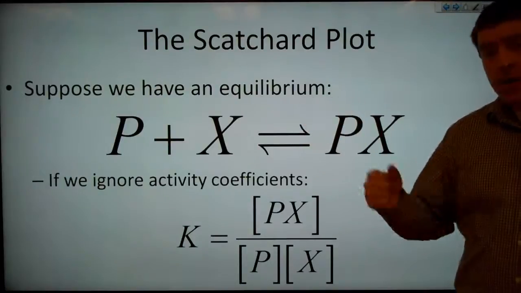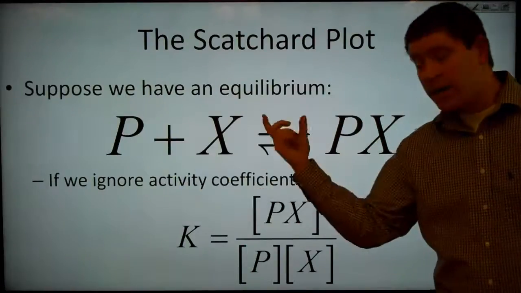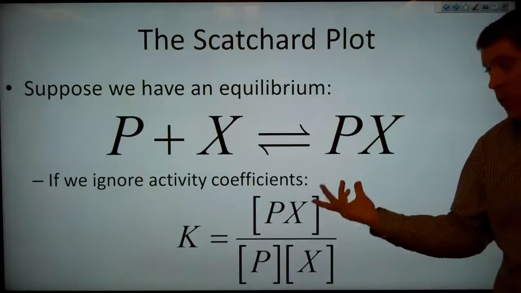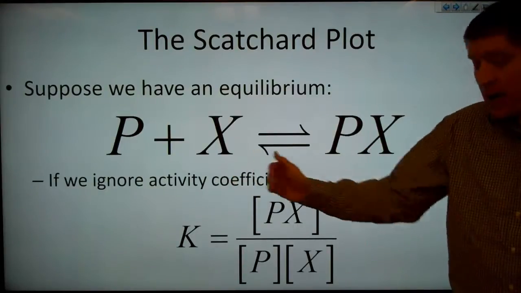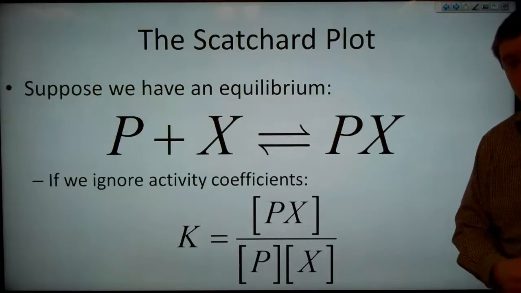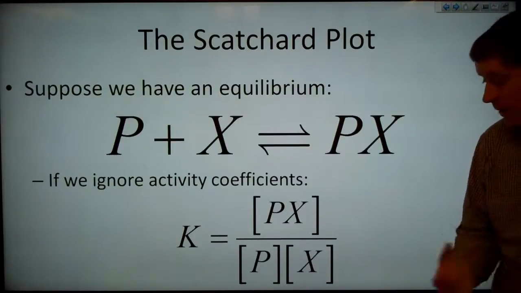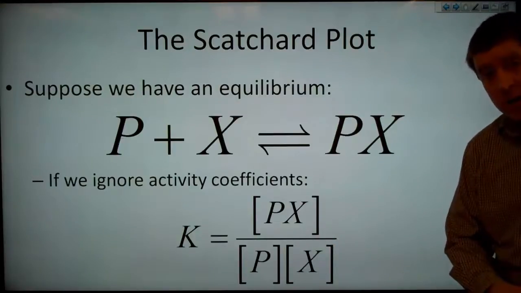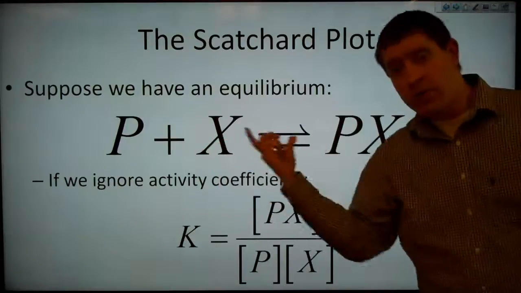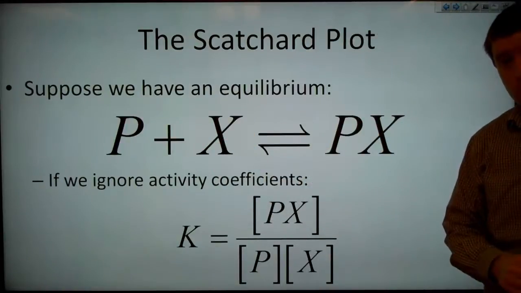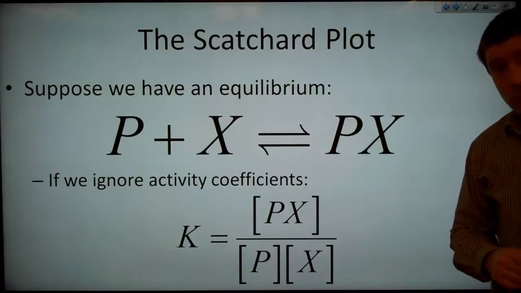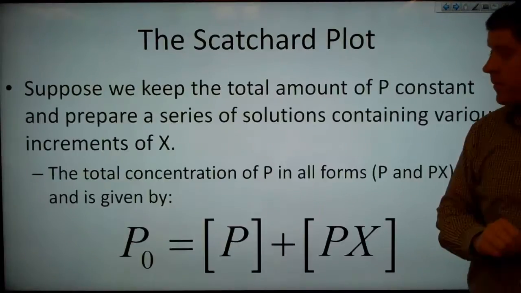Suppose we have an equilibrium where we have P reacting with X to give us some complex PX. And if we ignore activity coefficients, then we can say that the equilibrium constant K is equal to the concentration of our products, PX in this case, divided by the concentrations of our reactants, P and X, raised to the powers of their coefficients in our balanced chemical equation. In this case, all the powers are 1 because the coefficients are all 1.